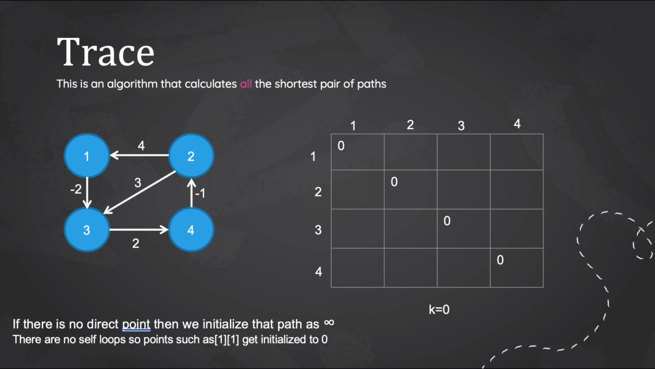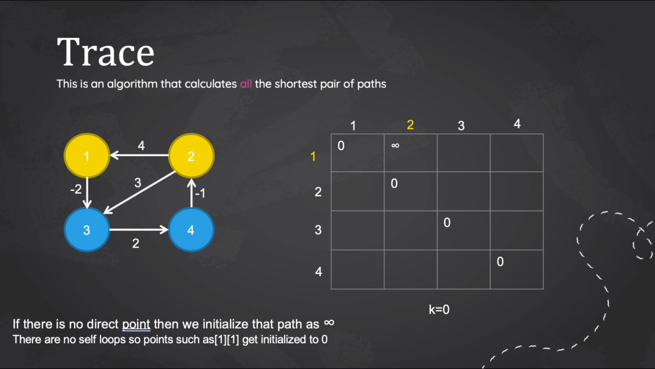The nodes that we're talking about will be highlighted in yellow, and we will look at the direction of the edge to see if we do have a direct edge. We see from 1 to 2, we have no direct edge, infinity. From 1 to 3, direct edge, -2. From 1 to 4, no direct edge, infinity. 2 to 1, direct edge, 4. 2 to 3, direct edge, 3. 2 to 4, no direct edge, infinity.